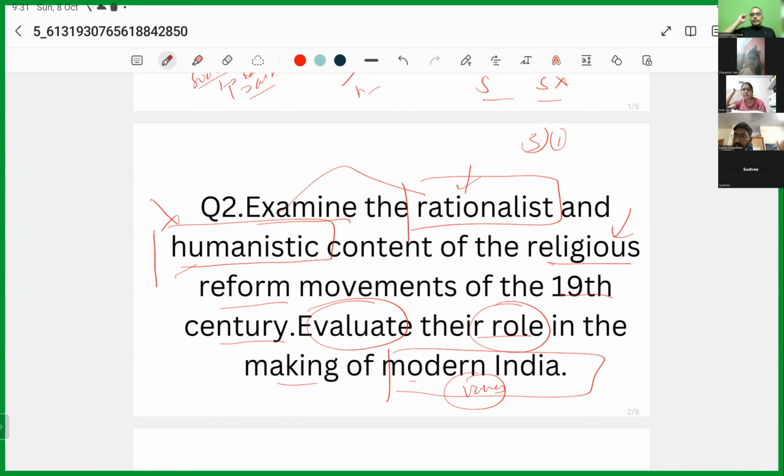Okay, now with the modern India, what is actually modern India? Evaluate their role. Question is not about the things. From there, we have to just find values. Main question is here. It can be asked in the 15 marker itself. Evaluate their role in making of modern India. What is modern India when it comes to the reforms?